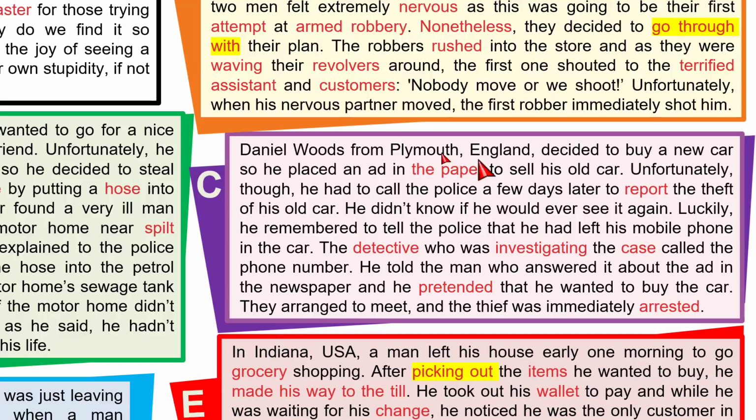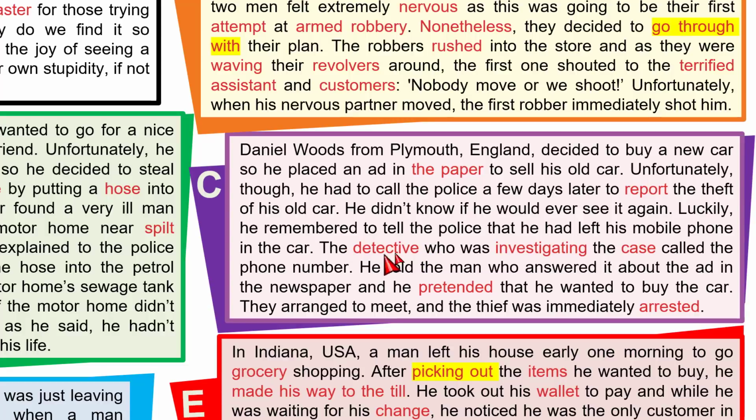Daniel Woods from Plymouth, England, decided to buy a new car, so he placed an advertisement in the newspaper to sell his old car, which he no longer needed. Unfortunately, though, he had to call the police a few days later to report the theft of his old car. He didn't know if he would ever see it again. Luckily, he remembered to tell the police that he had left his mobile phone in the car.